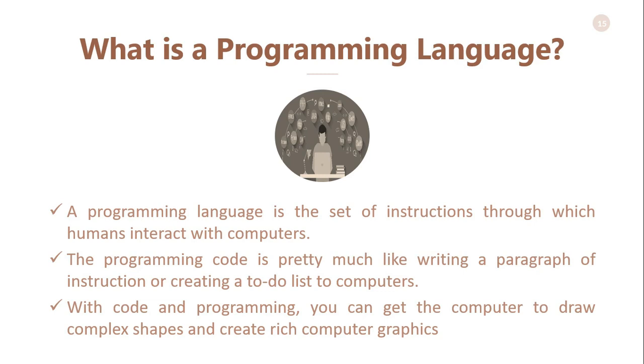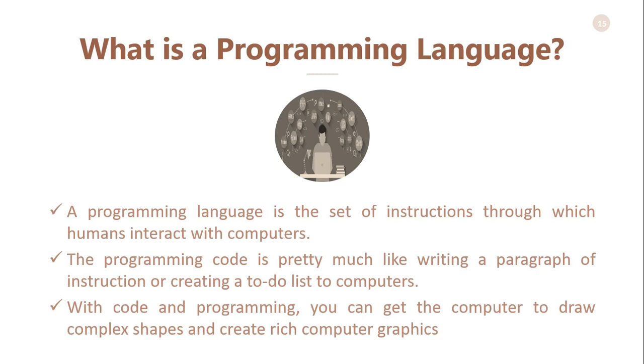There are many pieces of hardware and software that need to communicate with each other. Our application is reacting to the mouse and keyboard or even the mic. It can read files from your disk storage and so on. But at the end of the day, the machine understands nothing but bits, that means ones and zeros, which is called machine language. A programming language is the set of instructions through which humans interact with computers.